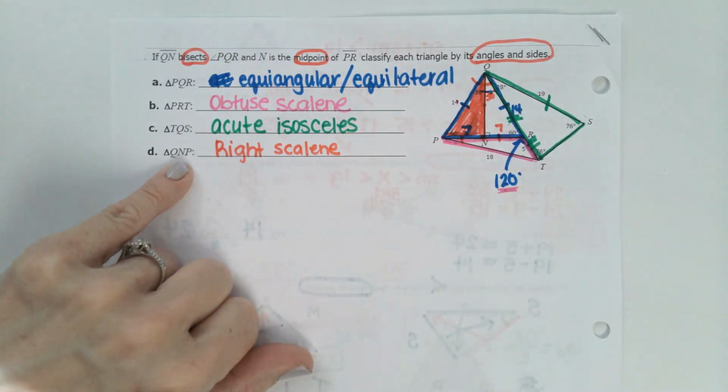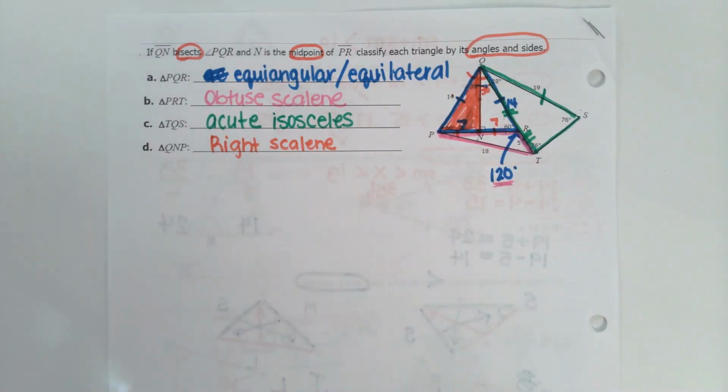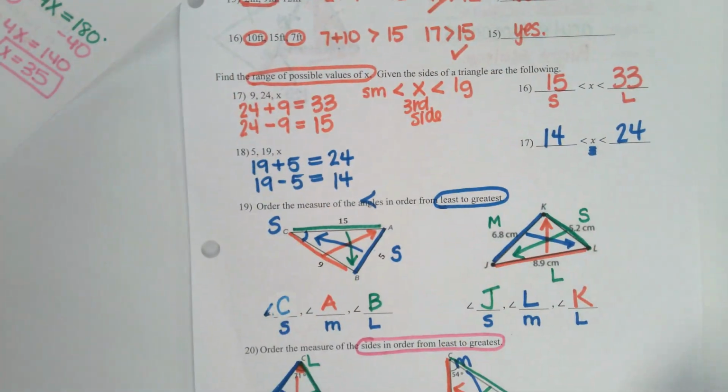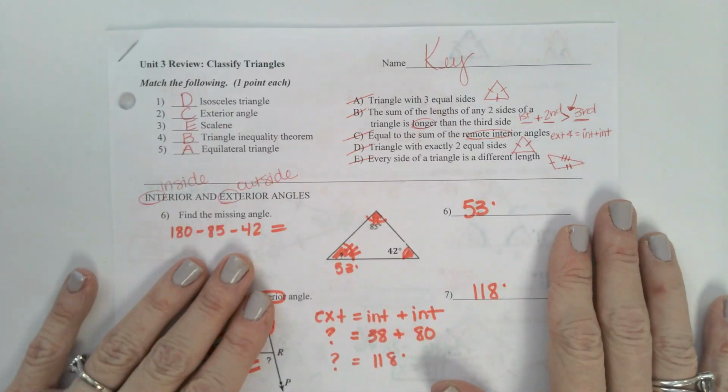And there we go. That is the end of our test review for Unit 3. Okay. And this key will be hanging out in Schoology.